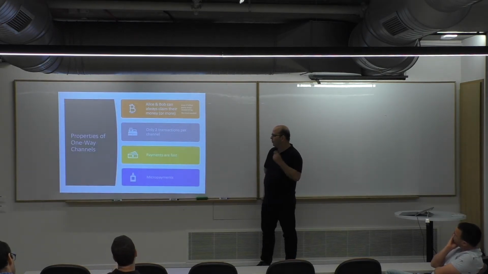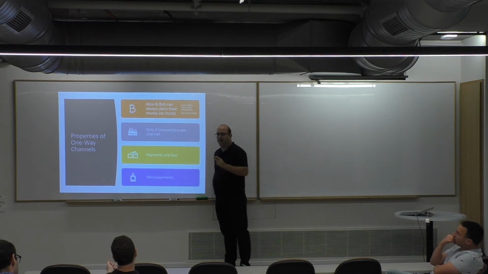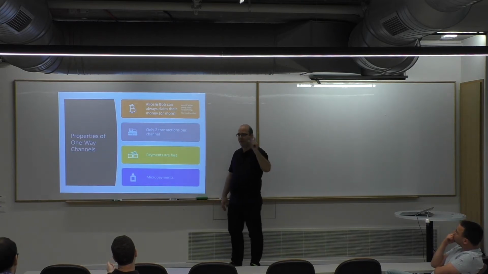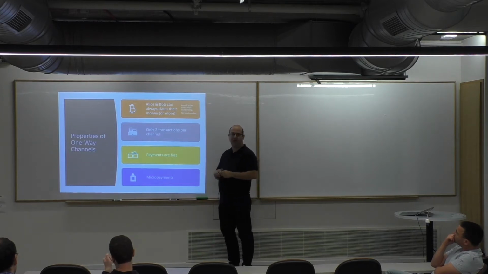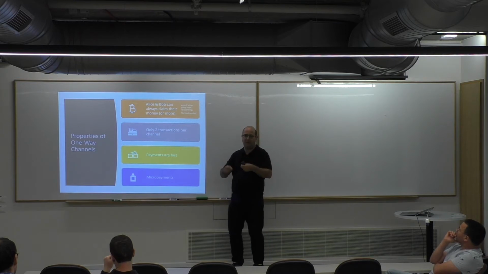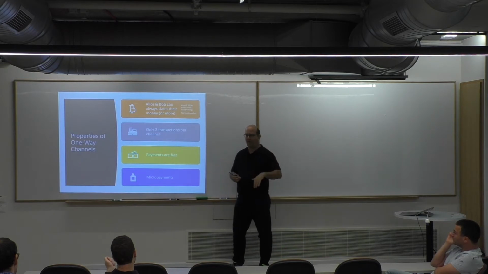So the properties of one-way channels are that at any point in time, Alice and Bob can claim their money. Alice has to wait a week if Bob disappears. So it's not immediate. But she can always ask him, if he's cooperating, please claim the funds on our last transaction. Let's close the channel. But if he disappears, she can always go back after a week and even have more money than she gave him.